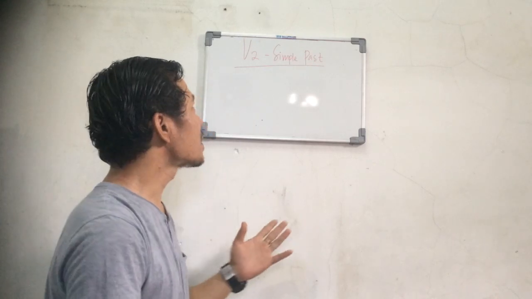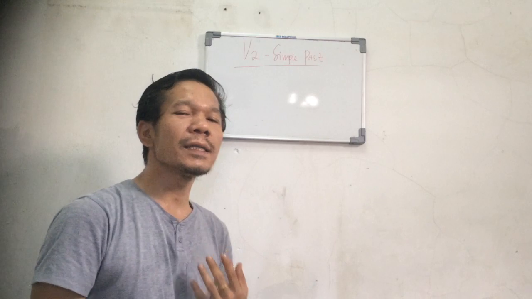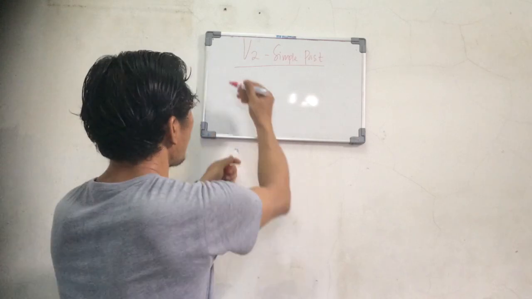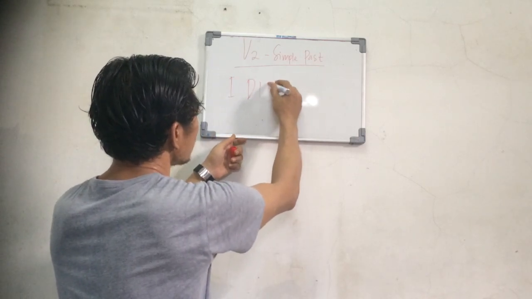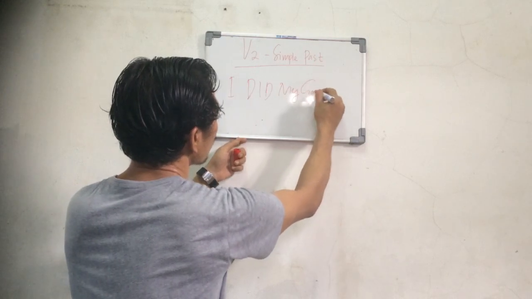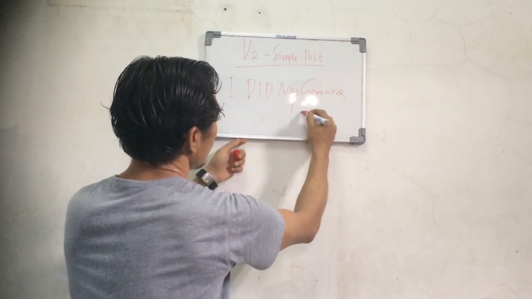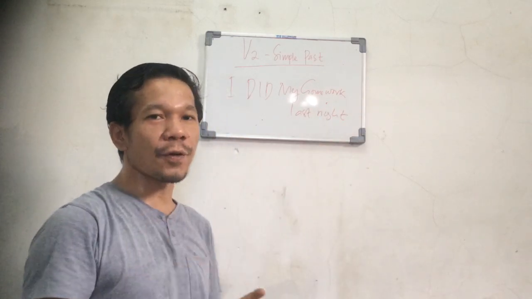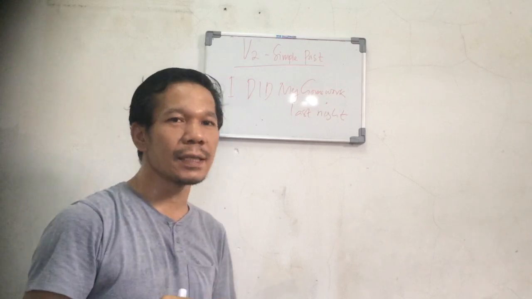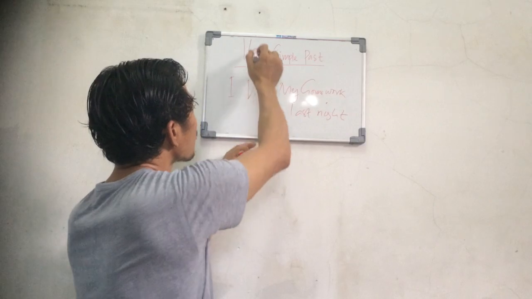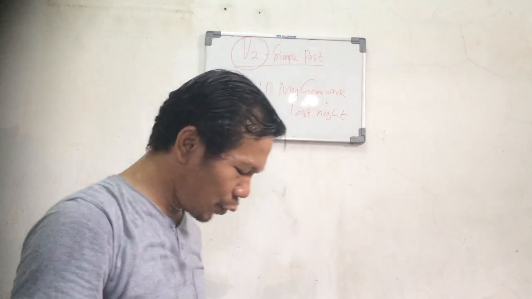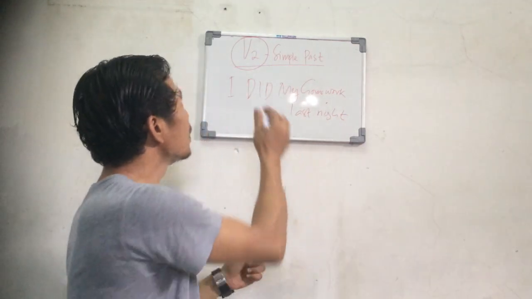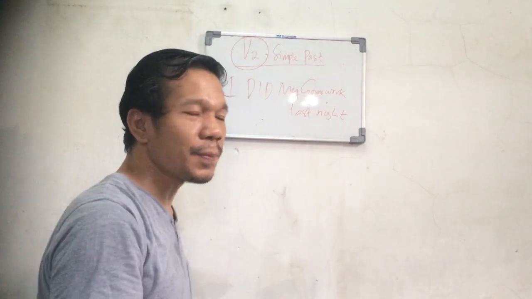So, for example, a simple past sentence is: I did my homework last night. Okay, if you did an action in the past, we use verb 2, right? So remember, if you want to make a sentence or tell your action in the past, we use verb 2.